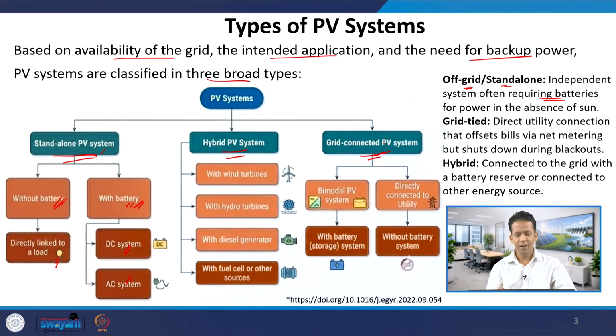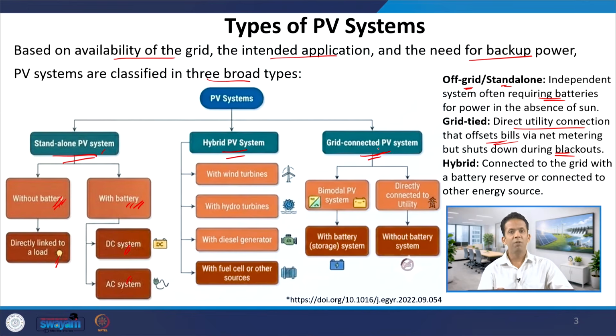Second, grid connected PV system. In this, these are mainly direct utility connections that offset bills via net metering, and it shuts down during blackouts, because those PV systems are connected to the grid. If grid shuts down, the PV system will also shut down because the meter will not work.